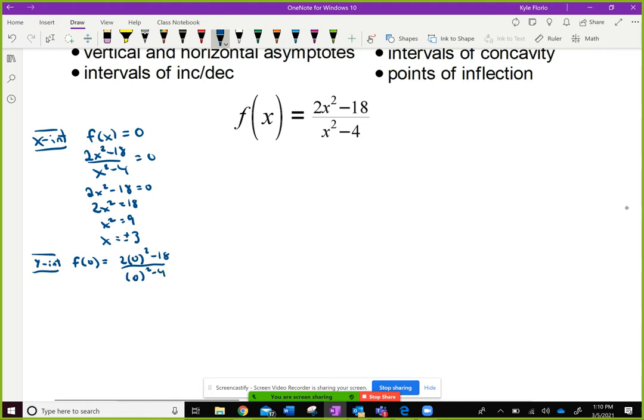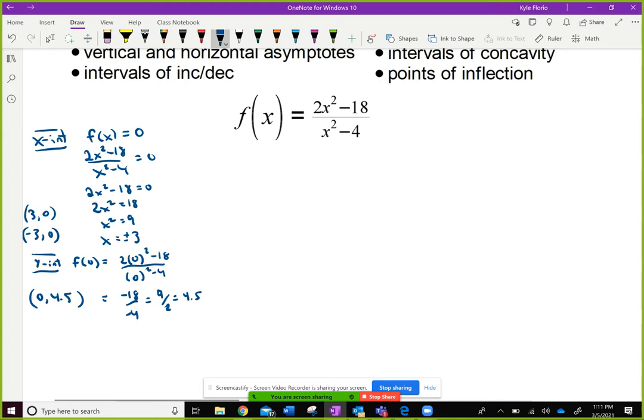So I plug in 0. 0 squared is 0, times 2 is 0. 0 minus 18 is negative 18, over 0 minus 4, which is negative 4. That's the same thing as 9 over 2. Because we're graphing, let's just call it 4.5 so that we can find it on the graph easily. Okay, so we have our y-intercept. We have our x-intercepts. That's a good start, right? And back in our Algebra 2 days, we learned how to do that. And here it comes back.